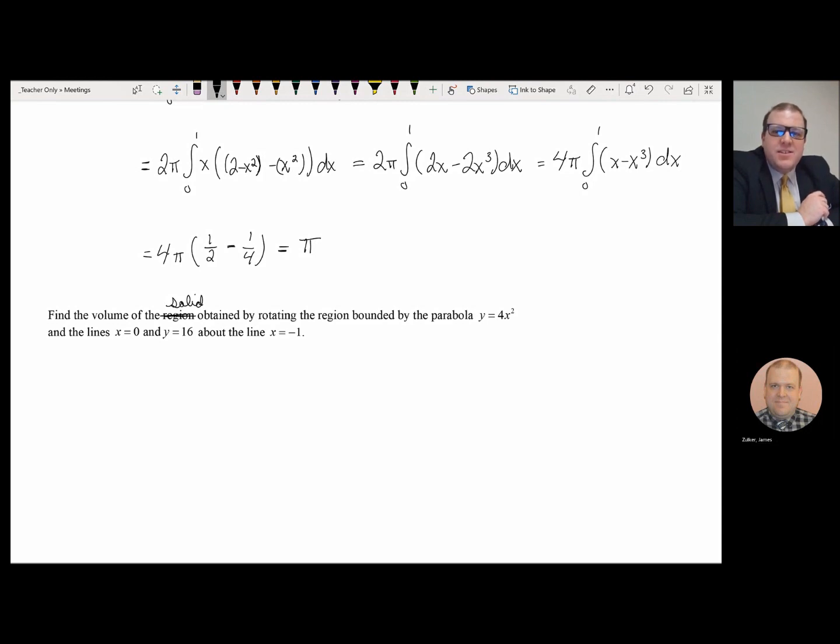So we're going to rotate the region bounded by y equals 4x squared, x equals 0, and y equals 16 about the line x equals -1, and calculate the resulting volume. So this is going to take some cleverness.